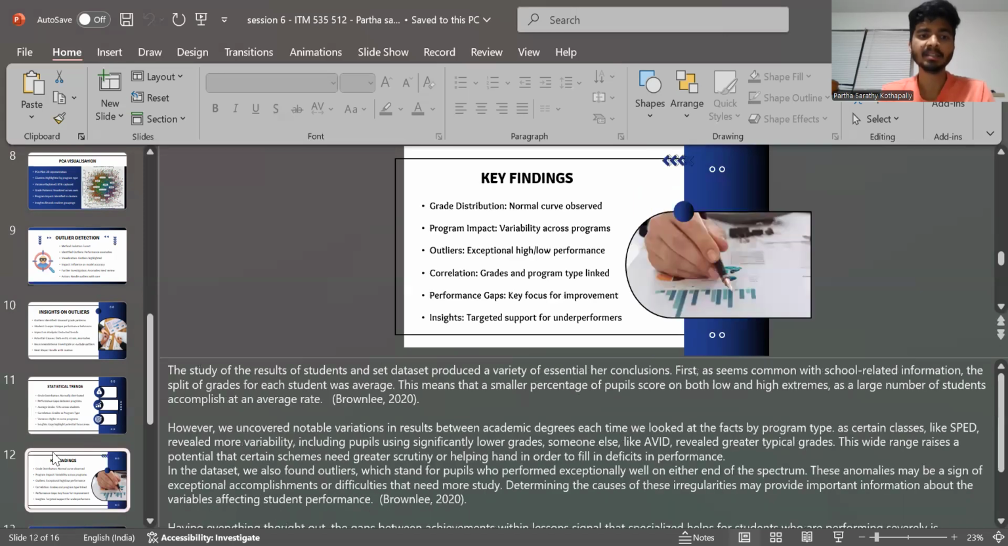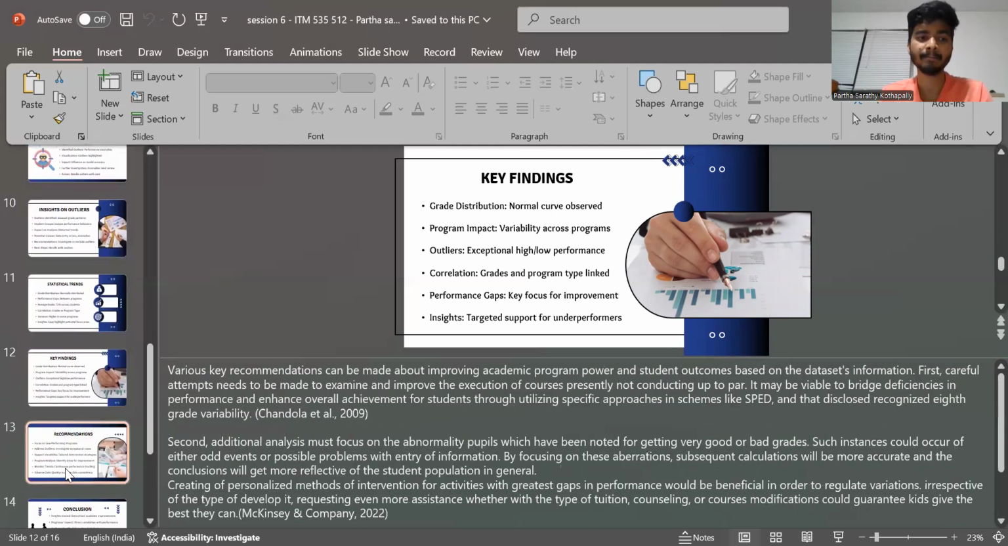Key findings. The study of student results in the dataset produced a variety of essential conclusions. First, as seems common with high school related information, the spread of grades for each student was average. This means that a smaller percentage of pupils score at both low and high extremes, as a large number of students achieve average rates.